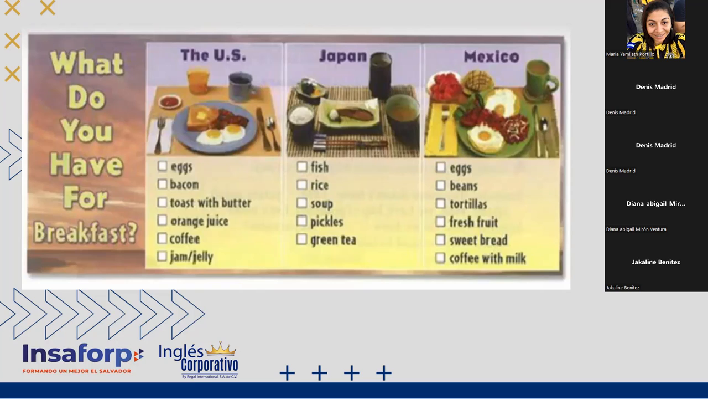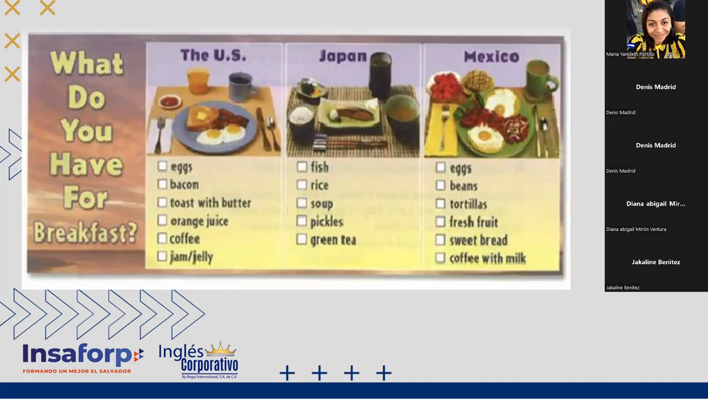The US: eggs, bacon, toast with butter, orange juice, coffee, jam or jelly. Japan: fish, rice, soup, pickles, green tea. Mexico: eggs, beans, tortillas, fresh fruit, sweet bread, coffee with milk. Excellent, thank you, very good.